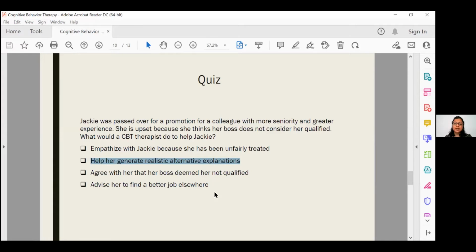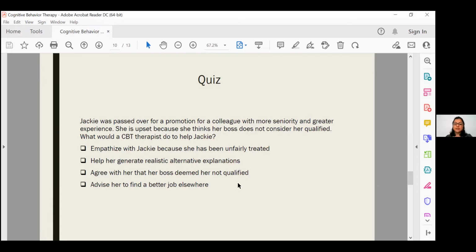And we do not empathize with the client that they have been unfairly treated. Why? What is it that we identify in this? As a therapist, what do you identify in this? She is upset because she thinks her boss does not consider her qualified. Did the boss tell her that she's not qualified? No, she thinks. That is a cognitive distortion. She doesn't have the facts to corroborate that she is not qualified. So she is just projecting it on her boss. If she goes with that mindset to another job, she will still have that cognitive distortion.